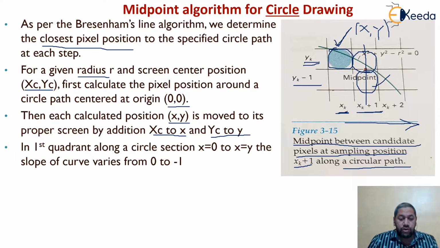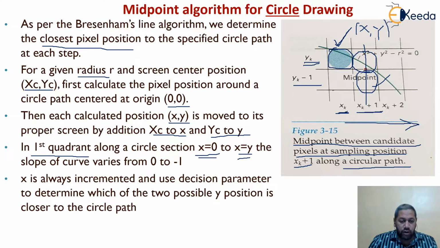Now I want everyone to look at this. This is what we have learned through this diagram. In the first quadrant, along the circle section, x is equal to 0 and x is equal to y. So how am I moving in the first quadrant? I am moving in the first quadrant where the value of x is 0, and x will move from 0 to y. The slope of the curve varies from 0 to minus 1. Now if I am moving from x equal to 0 up to the radius, then x is always incremented.